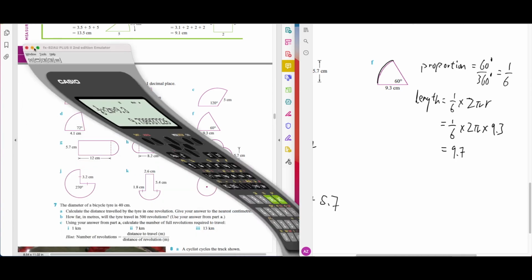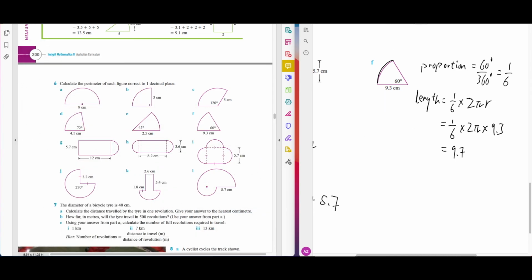Alright, so now what else do we need to account for? We need to account for this length and this length, right? So then to work that out, we can say perimeter is equal to 9.7 plus 9.3 and 9.3. So 9.3 times 2. And this should give you, let's see, 28.3 centimeters.